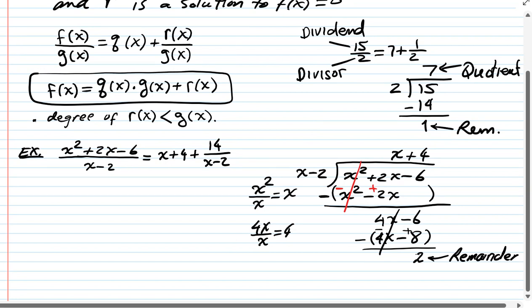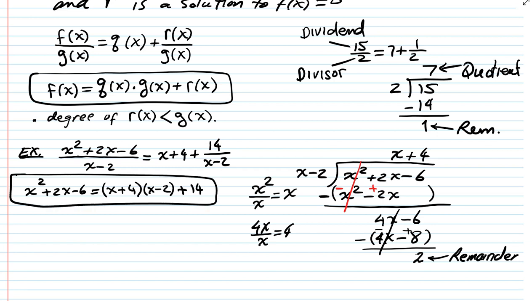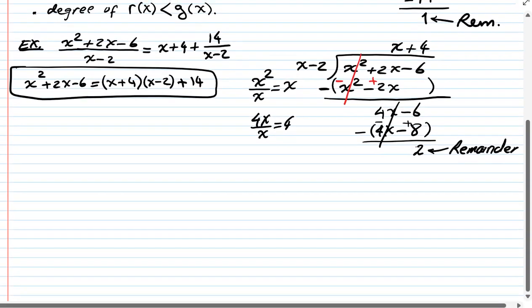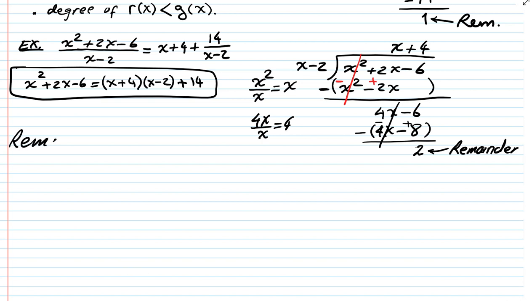Now if we multiply both sides by x minus 2, we can say that x squared plus 2x minus 6 is equal to x plus 4 times x minus 2 plus a remainder. That's also true. That's going to this form, to that version. Okay, now we're going to come across a theorem. Hopefully you followed what I said there with this example. Let's talk about the remainder theorem.